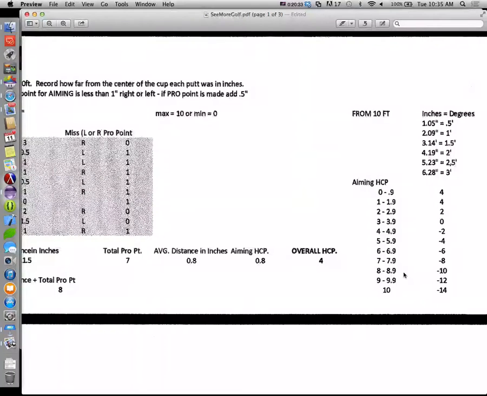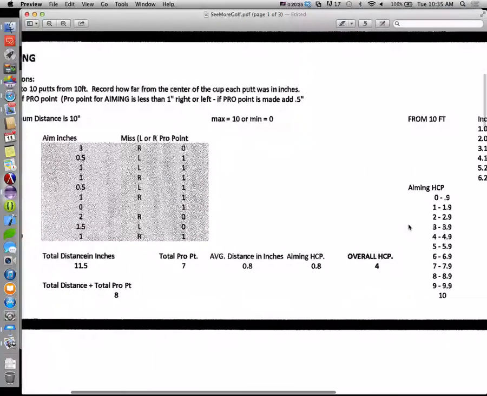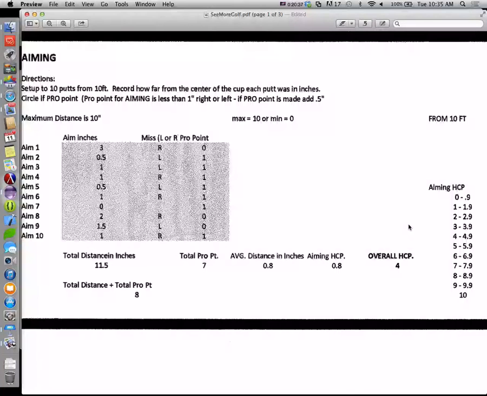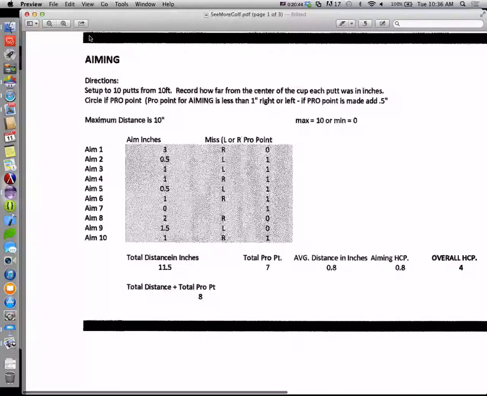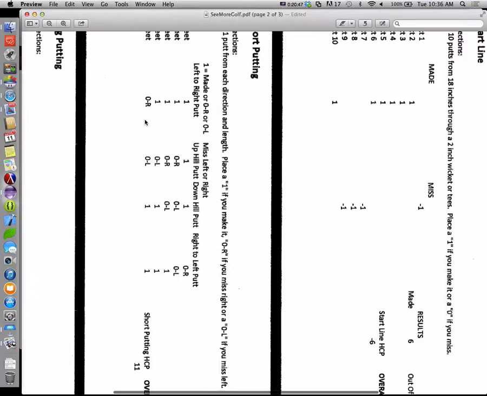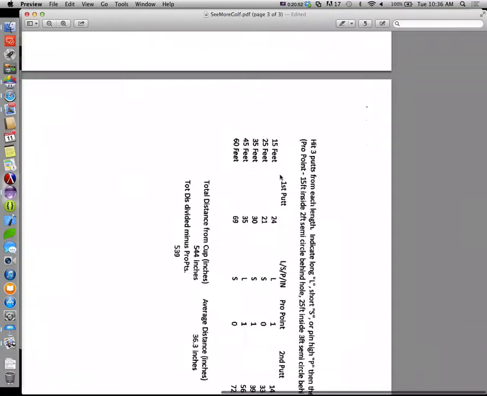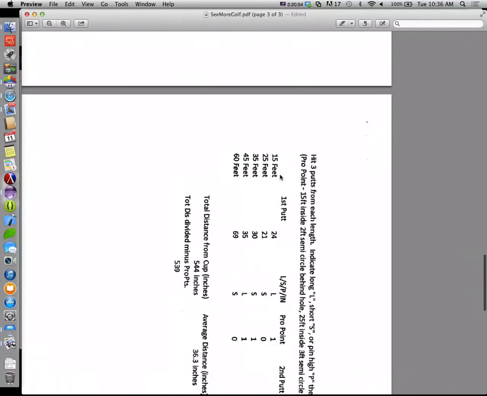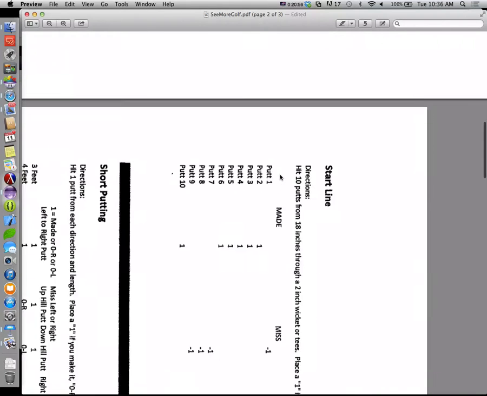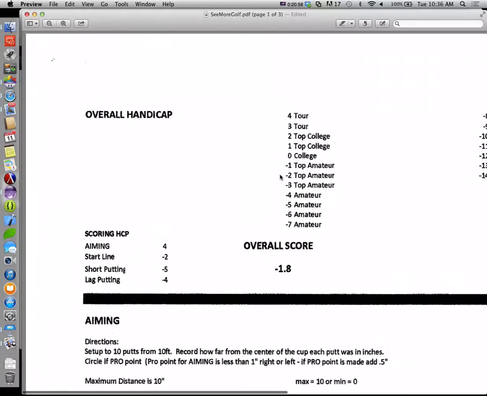But what if there is 0 degrees miss and you're short 3 inches? Then how would that go? Well, this is just aiming. This guy's just aiming. Next screen, I think, deals with start line, and the next one deals with, is this the lag putting? Last one's lag putting. We'll flip-flop it once we get in there.